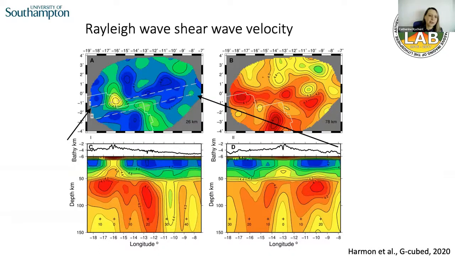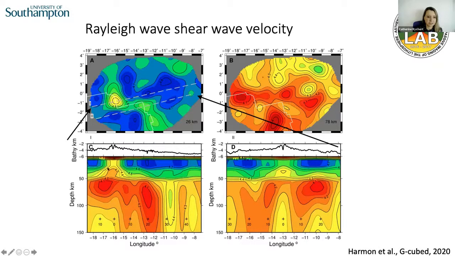So starting with the surface waves, what we find is at 26 kilometers depth, we find slow velocities beneath the ridge. And then at older ages, we find faster velocities, which is good. That's what we expect for a thickening lithosphere with age. At greater depths, 78 kilometers, we find punctuated anomalies that are not necessarily related to any expected age or closeness to the ridge. We can also see this in cross-section.